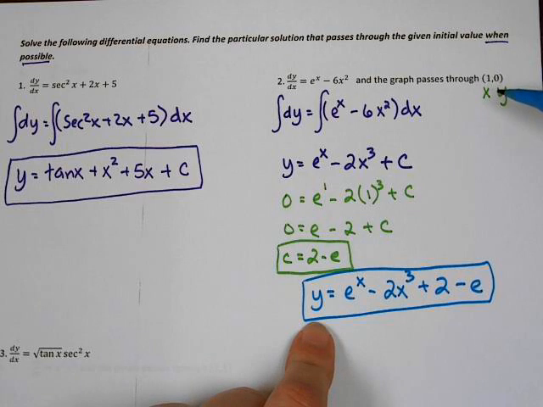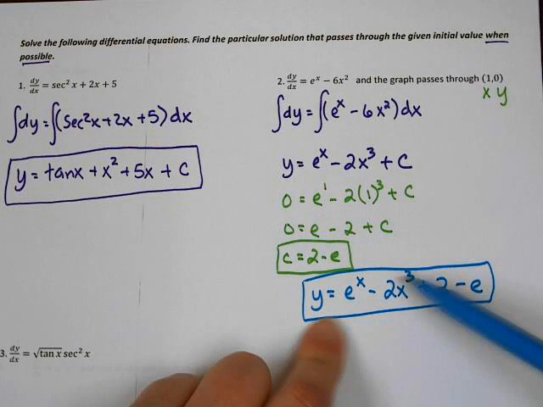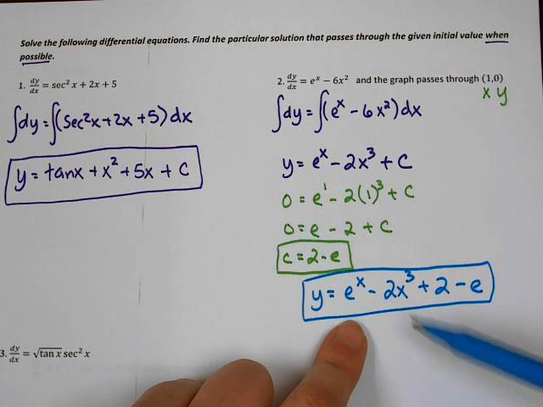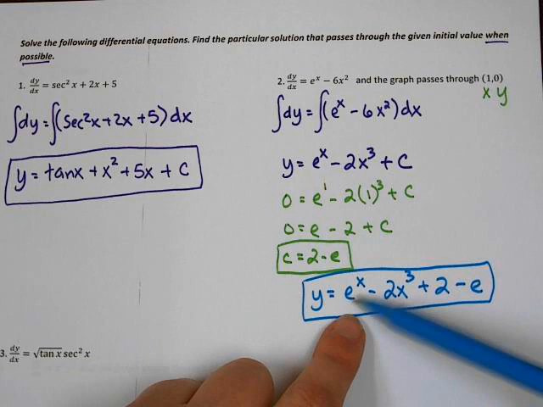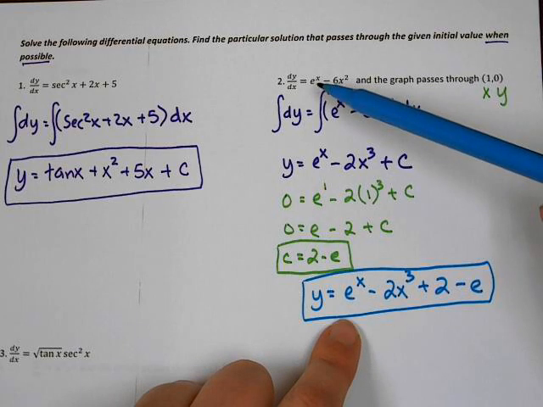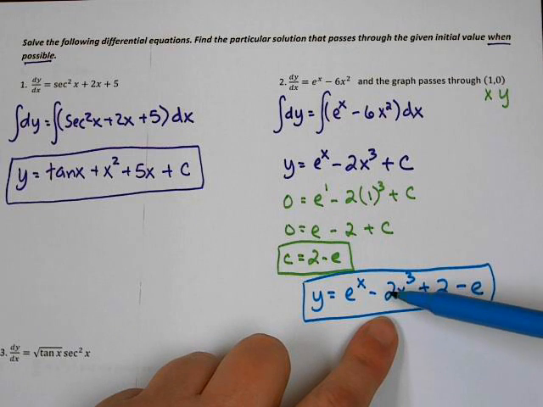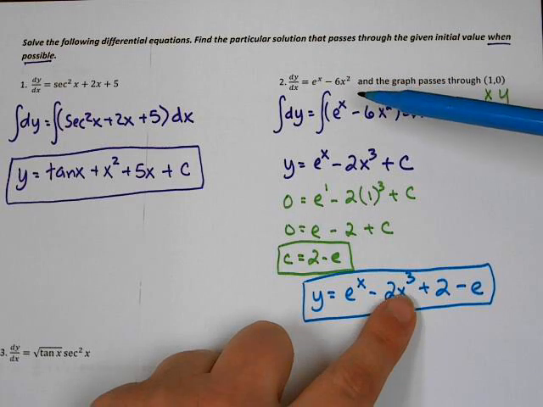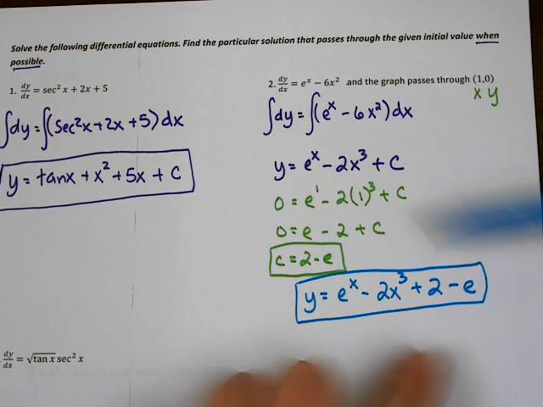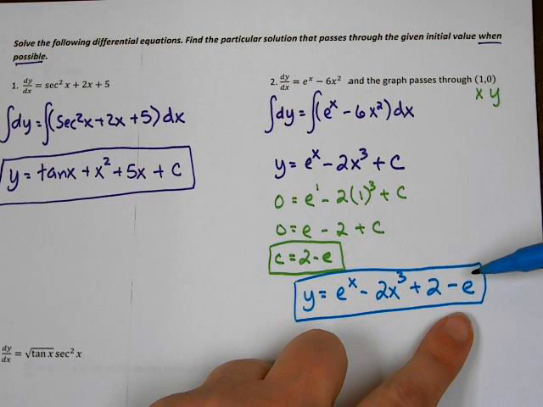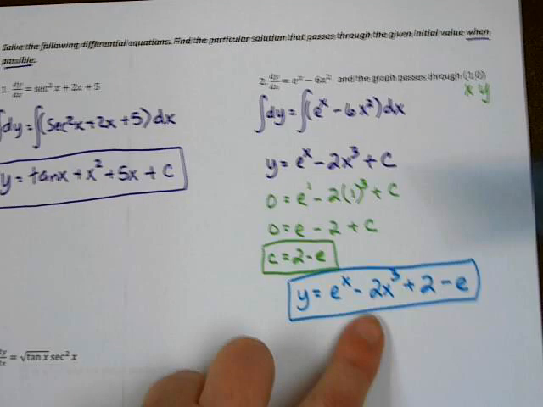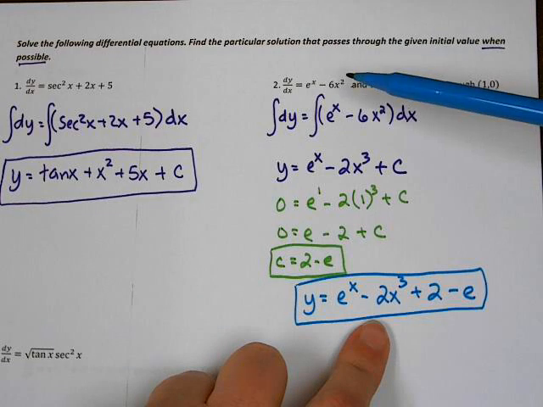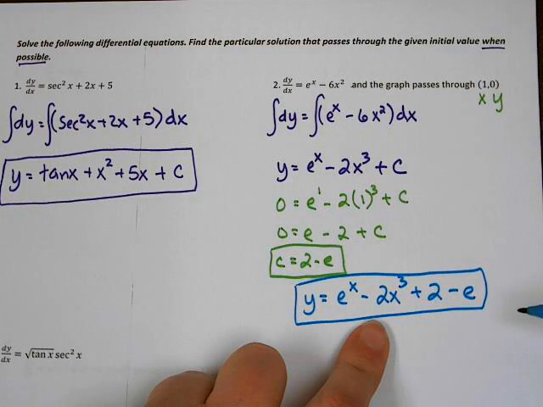The other thing that I like to do is, when I can, quickly check the derivative. So if this is my initial function and I want to take the derivative, I know that the derivative of e to the x is just e to the x, so I'm good there. The derivative of negative 2x cubed, so I drop the 3, that becomes a negative 6, and subtract 1 from the exponent, so that's where the 2 comes from. And then the derivative of 2 is 0, the derivative of negative e is 0, so I get back to the original derivative that I was given, so I know that this is the right answer. Okay?